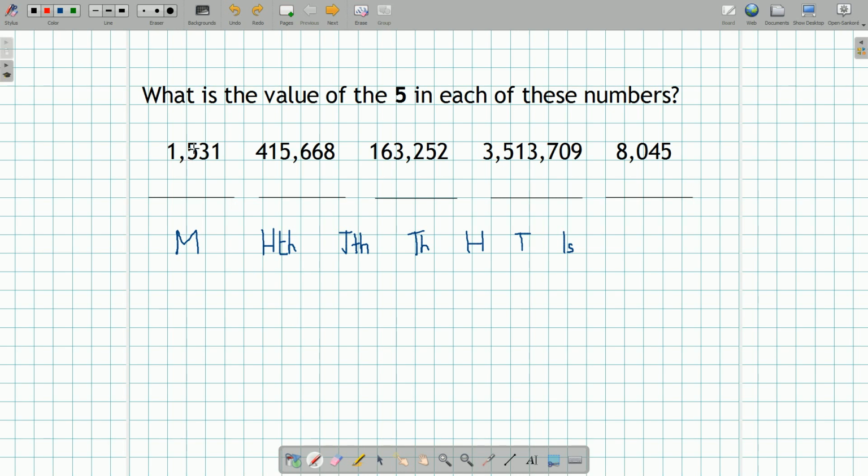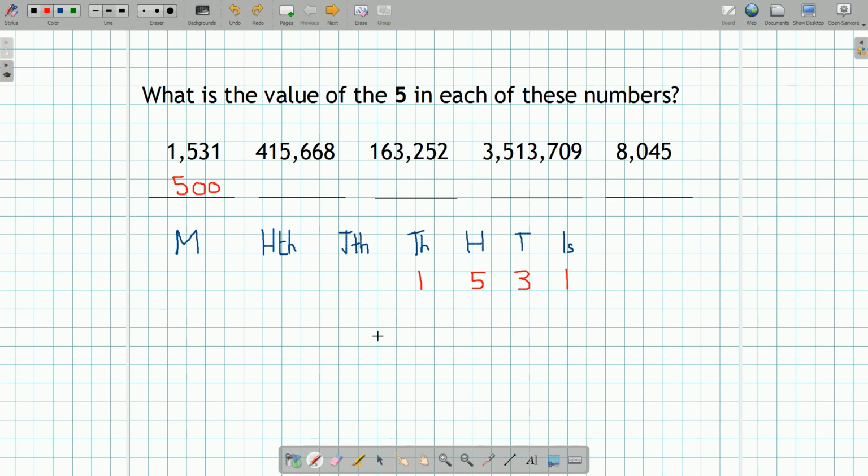Okay, so let's get our numbers in. So my first one here, I've got 1,531. So I'm looking at the number, and I can see that the 5 there is in the hundreds column, so I can straight away put my answer here of 500.